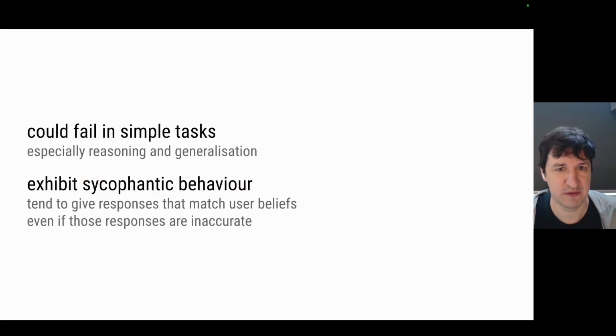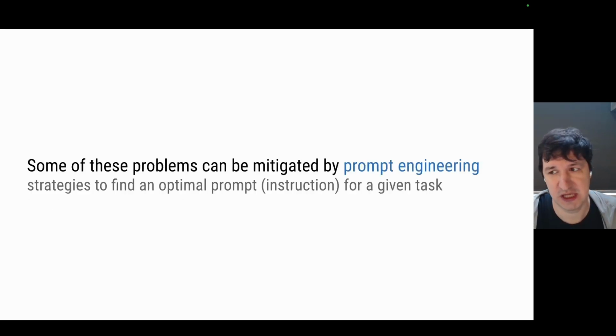As we discussed in previous videos, language models have some weaknesses. They sometimes fail in surprisingly easy tasks, and they also can exhibit undesirable behavior. But fortunately, we can mitigate some of these weaknesses through prompt engineering. So what is prompt engineering? Essentially, it's about creating optimal instructions or prompts for a given task that would improve the language model's performance.